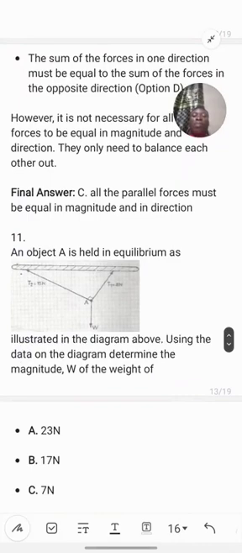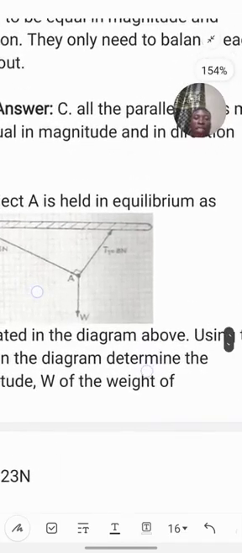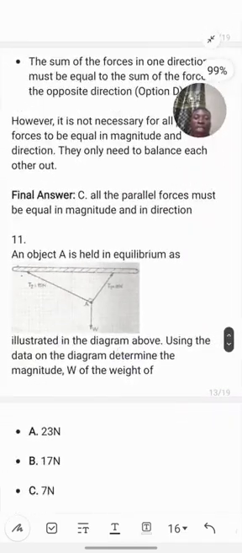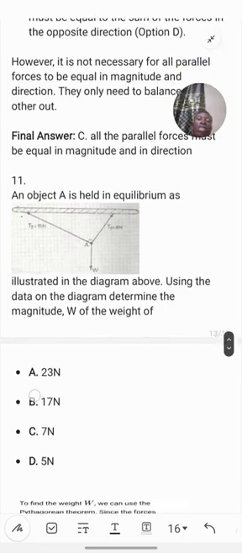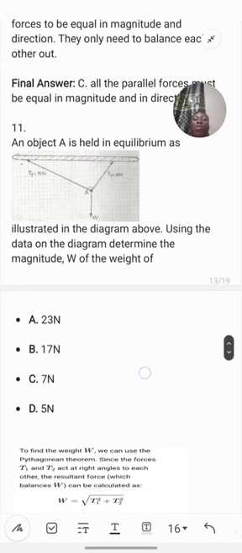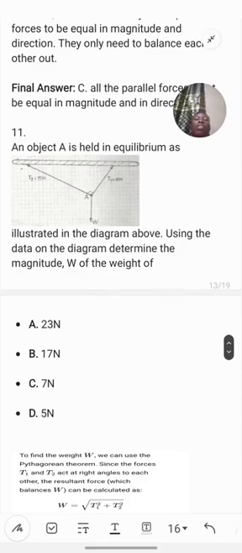Then the next one, they give us a diagram. They say an object A is held in equilibrium as shown. We can see T2 is 15 newtons, T1 is 8 newtons, and then we have W. They ask us to determine the magnitude of the weight, W. Okay, and it's so easy.